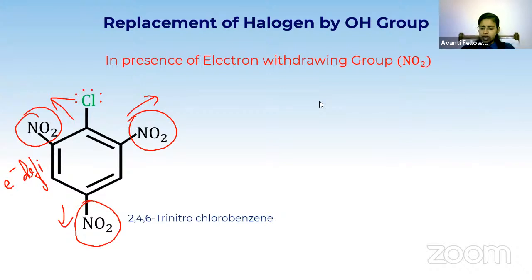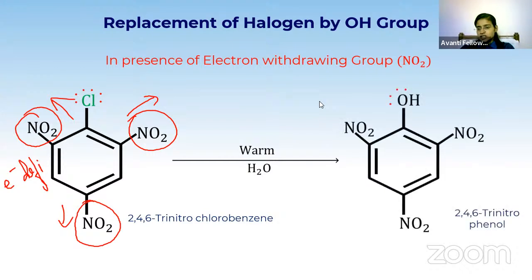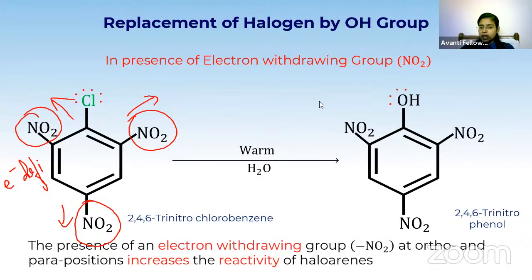So you don't have to give so much heat. Just warm water itself is enough to replace the Cl with OH. So we get 2,4,6-trinitrophenol. We have introduced the electron withdrawing groups at the ortho and para positions.